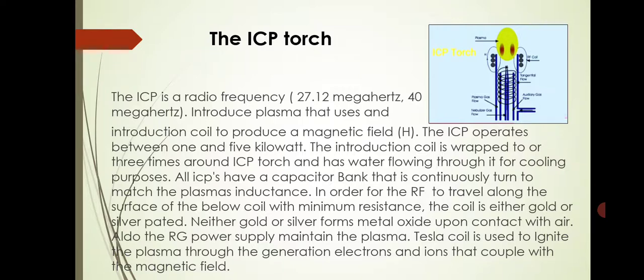ICPs have a capacitor bank that is continuously tuned to match the plasma inductance in order for the RF to travel along the surface of the coil with minimum resistance. The coil is either gold or silver plated. Neither gold nor silver forms metal oxides upon contact with air. Although the RF power supply maintains the plasma, a Tesla coil is used to ignite the plasma through the generation of electrons and ions that couple with the magnetic field.